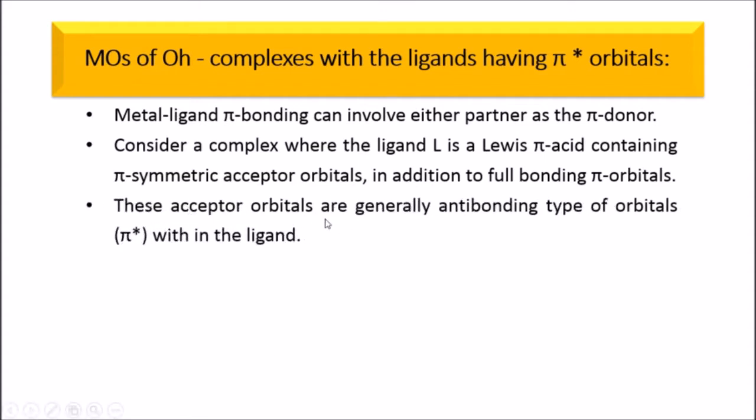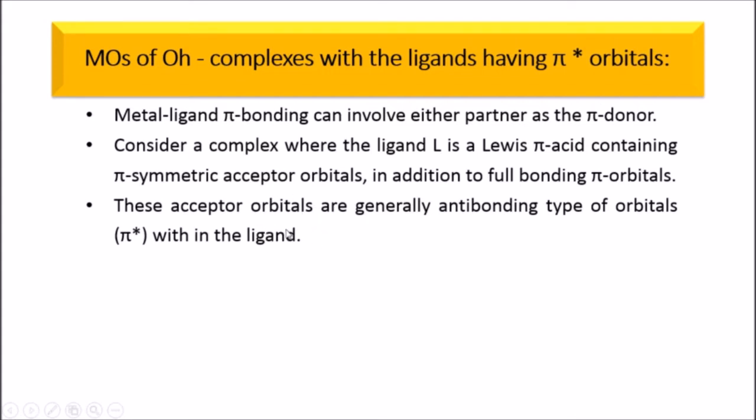These acceptor orbitals are generally anti-bonding type orbitals within the ligand. It means only those ligands which have this empty anti-bonding pi star orbital can participate in this kind of interaction. If they do not have this anti-bonding pi star orbital, such ligands cannot participate in this interaction.